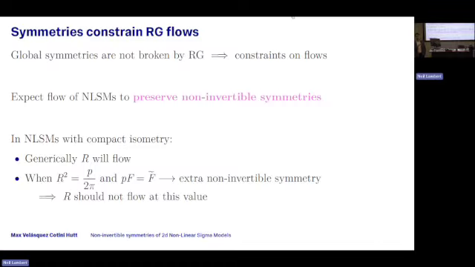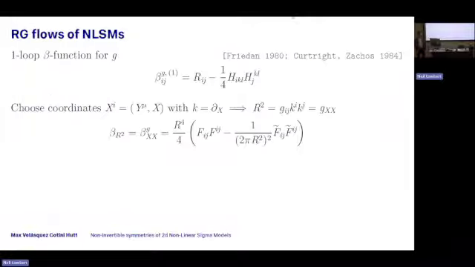Why? Because if it flowed, then it would no longer be self-dual, and I would no longer be able to construct this non-invertible. Okay? So if it flowed, it would break this global symmetry, and that's not meant to happen. So I claim that the existence of this non-invertible fixes that value of R non-perturbatively along the RG. So let's see if that's true. Well, at one loop, it's not such a hard exercise. The beta function for the metric of a sigma model with Wess-Zumino term is a very famous formula. It looks like this, involves the Ricci tensor of the target space metric.